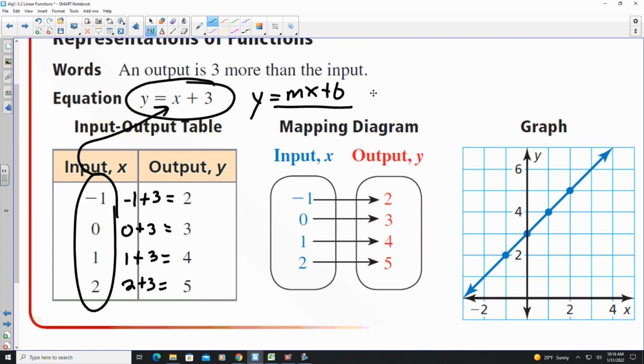So what we have here is a series of ordered pairs. Negative 1, 2. We have 0, 3. We have 1, 4. And we have 2, 5. And the points that we plot, or the points that we created, should form a line, and you can take a straight edge and make your markings from there. So that is how we can represent a linear function.